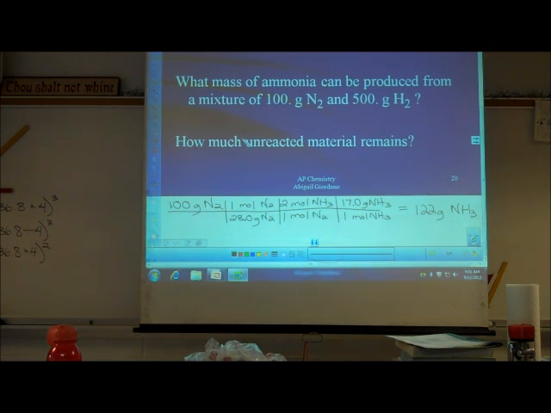That is one possible answer to this question. Okay. What mass of ammonia can be produced? This might be the answer. In order to be certain about that, I have to do a second stoichiometry problem.